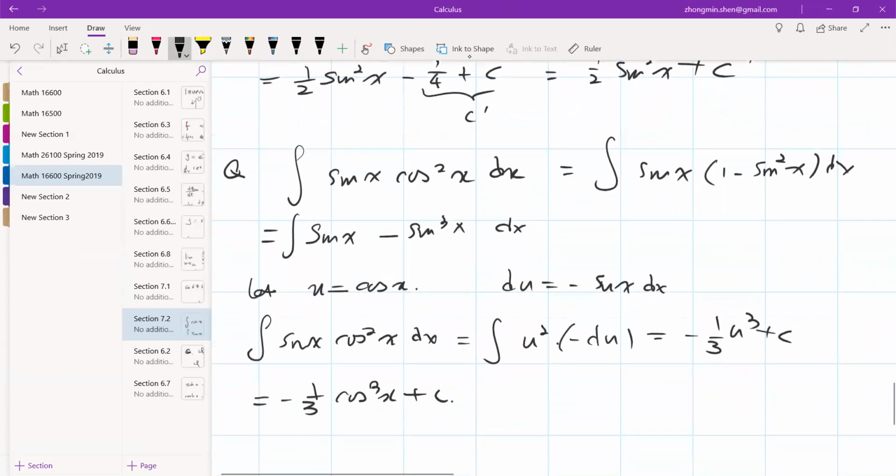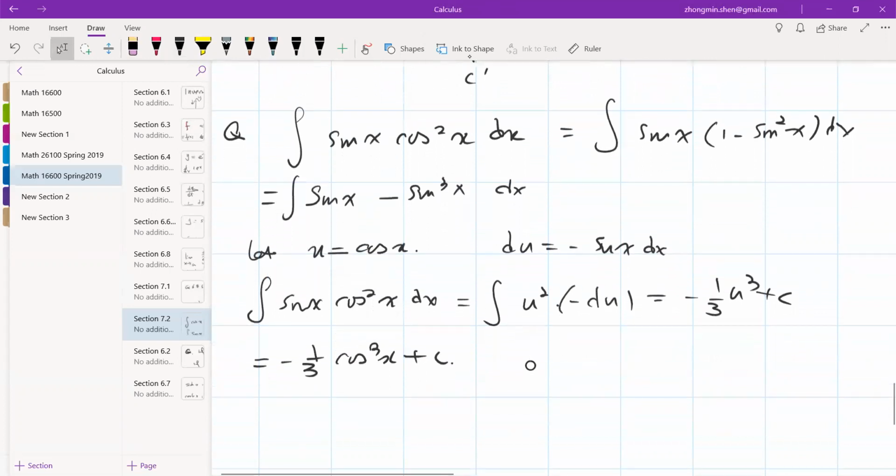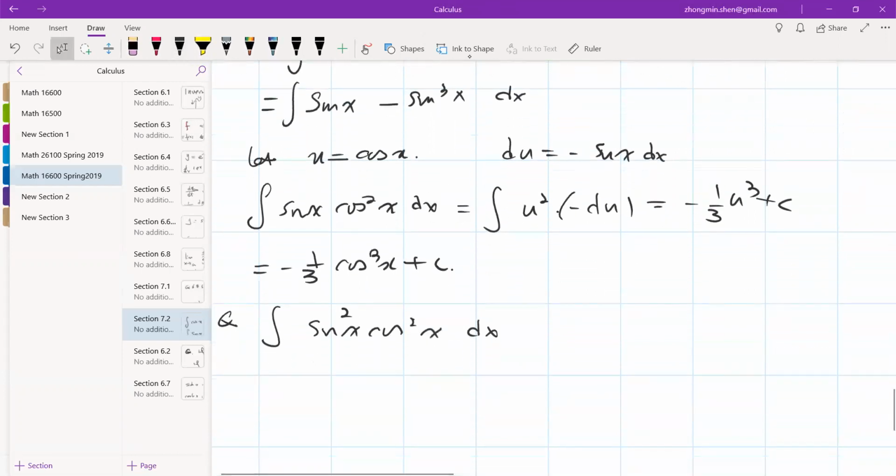You can also increase the power of sine x, like sine squared x cosine x, it's the same idea. Okay, we continue to consider the mixture, sine squared x cosine squared x dx. Can you do this? Please. I'm trying to find a way.